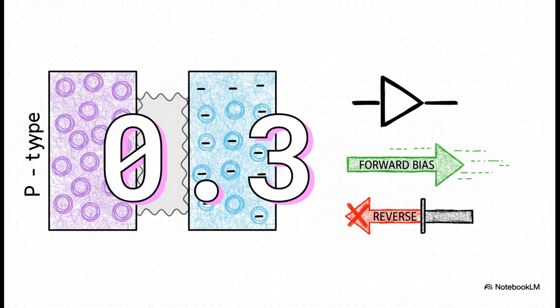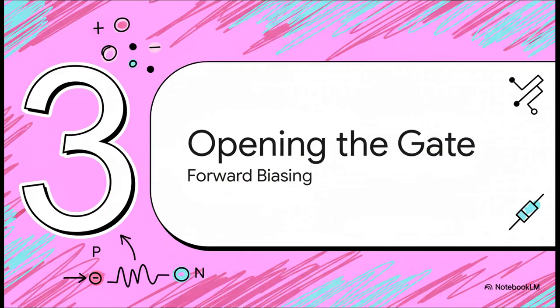Okay, so we've got a wall. Now what? How do we actually control it? And that brings us to the really cool part, the solution. We can actually control this barrier. We can open the gate, and we do it by hooking up an external voltage, like from a battery, in a very specific way. This whole process is called forward biasing.